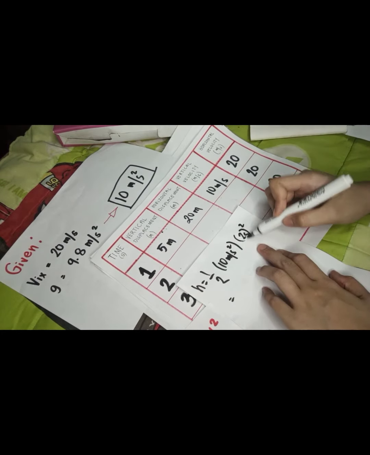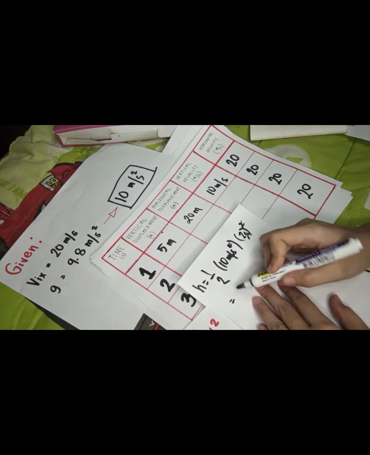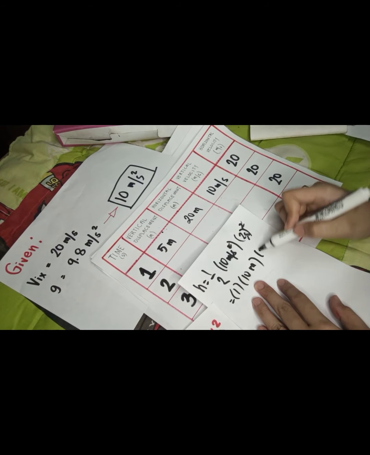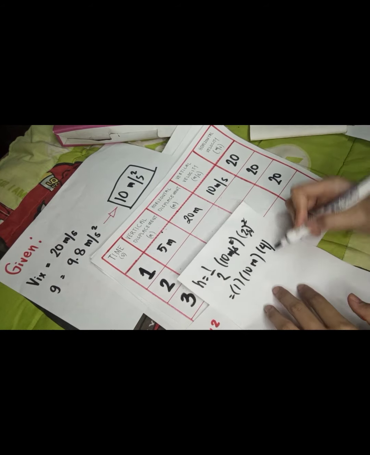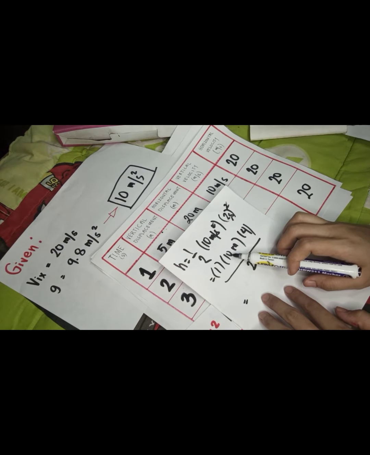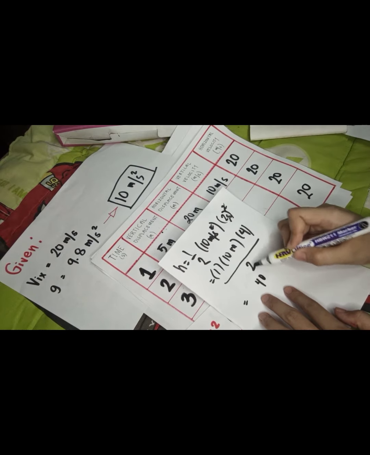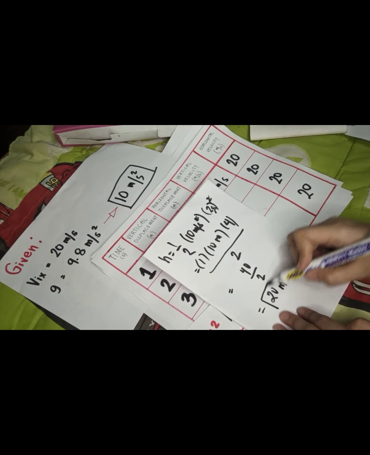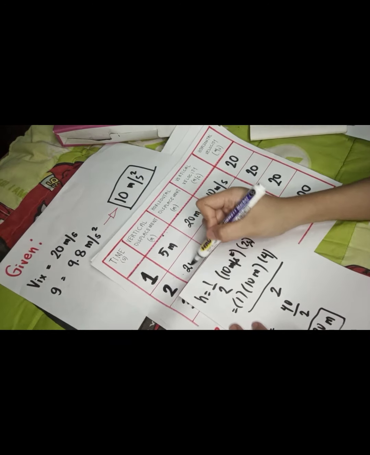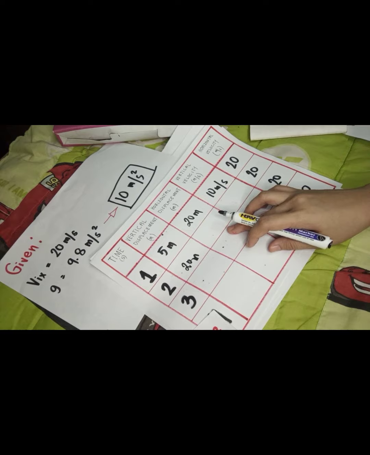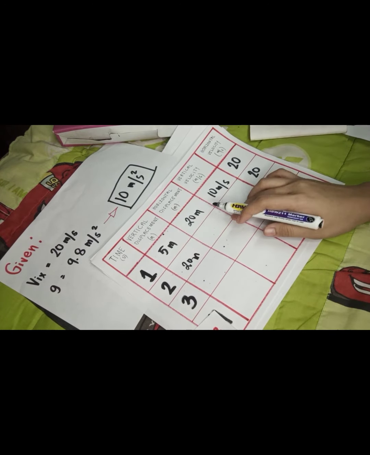Pwede nating makancel itong second squared. Ayan, since same lang sila. And then, ang matitira na lang is 1. Okay? Times 10 meter times 2. 2 squared is equal to 4. Right? So, divided by 2. And then 1 times 10 is equals to 10 times 4 is equal to 40. Divided by 2 will have 20 meter. So, ito yung ating height. 20 meter.